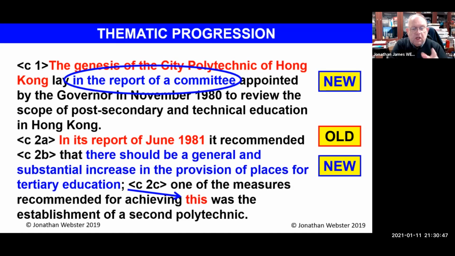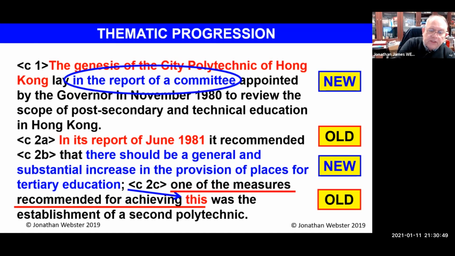Now, notice 2B, that there should be a general and substantial increase in the provision of places. That was the new information. And 2C, one of the measures recommended for achieving this. What's this? You only can use this because you've already mentioned it. It's reference, it refers back to something that was said. And that is how you begin. That's the linear thematic progression. New, old, new, old.